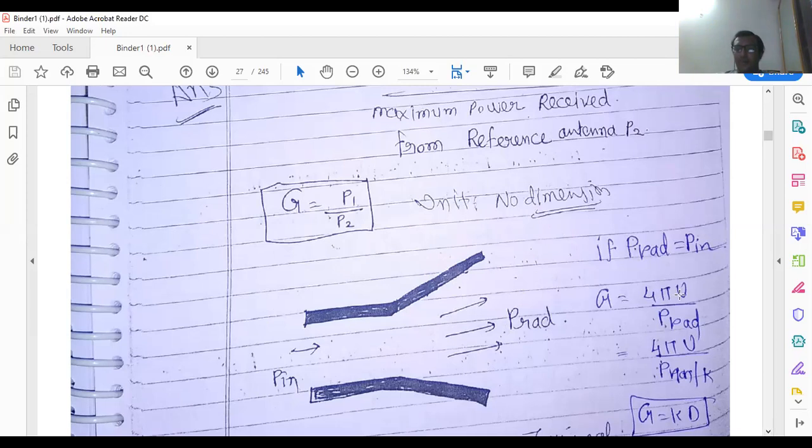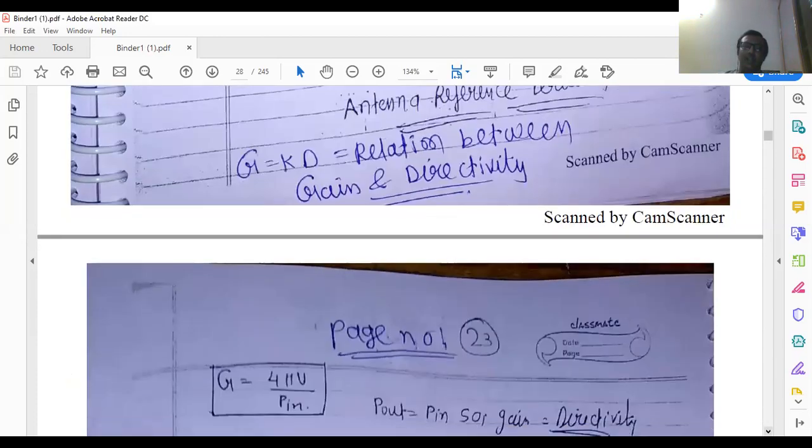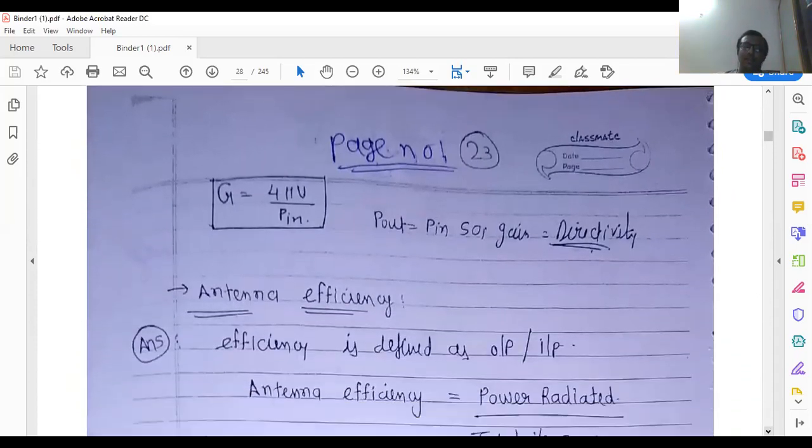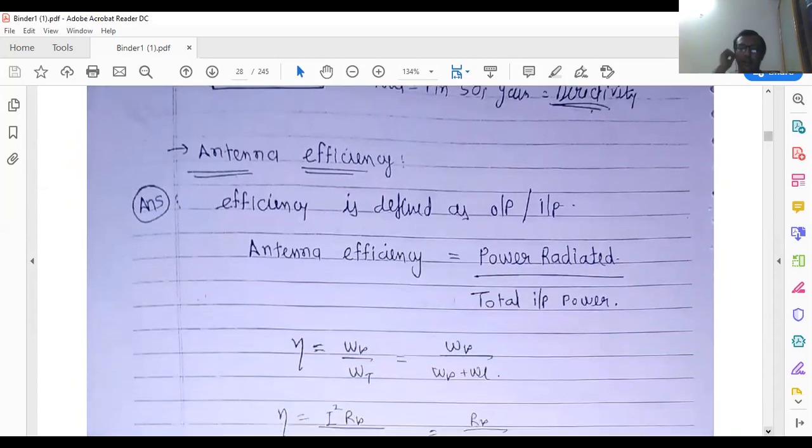So 4 pi U divided by P radiated, so P input divided by k. So G equals k D, which is the relation between gain and directivity. G equals 4 pi U divided by P input. So P out equals P input, so it is considered that gain equals directivity.